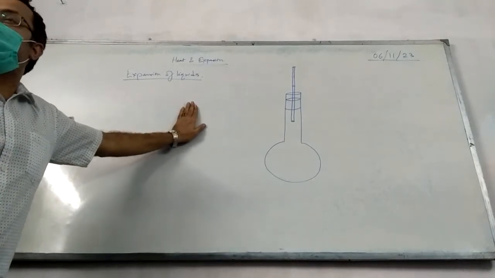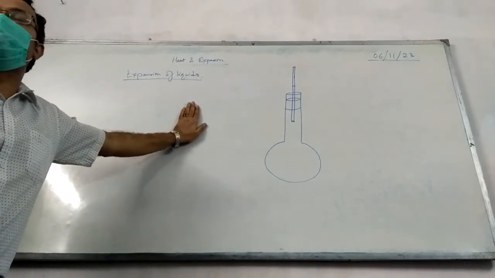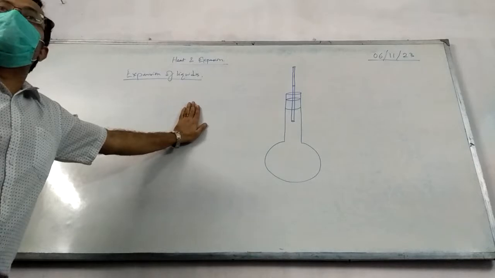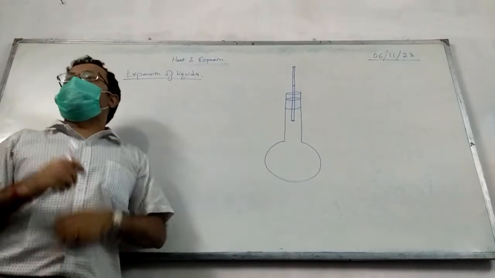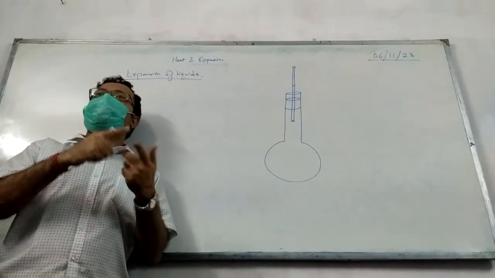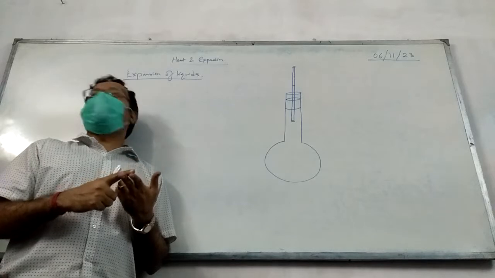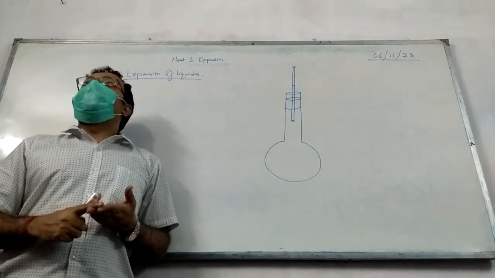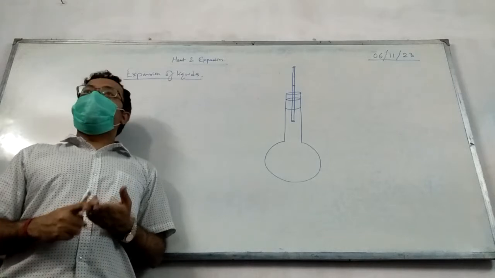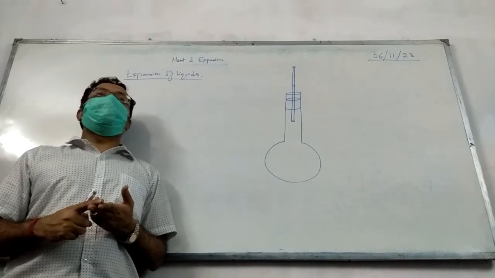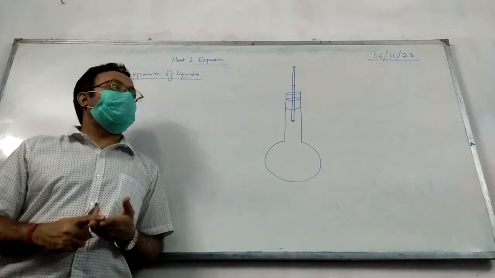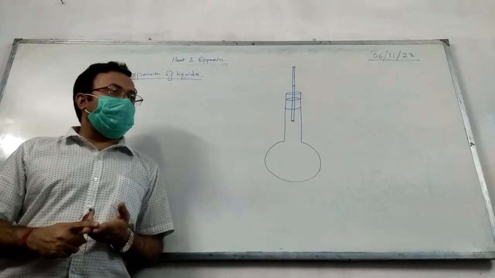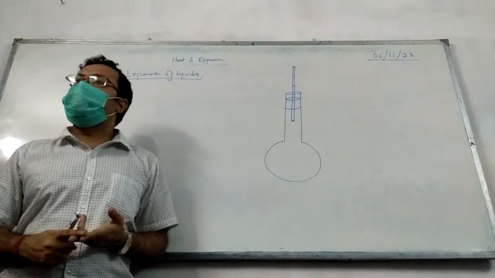So, expansion of liquids, thermal expansion of liquids is what we are doing. Since liquids don't have their own shape, there is nothing called linear or superficial expansion for liquids. We have only volume expansion for liquids. Most importantly, liquids cannot be kept without a container, and that's why it takes up the shape of the container and also the volume of the container.